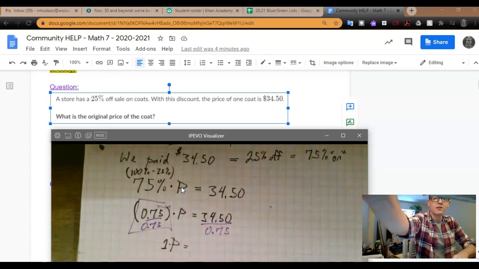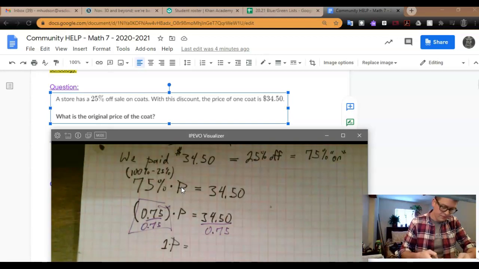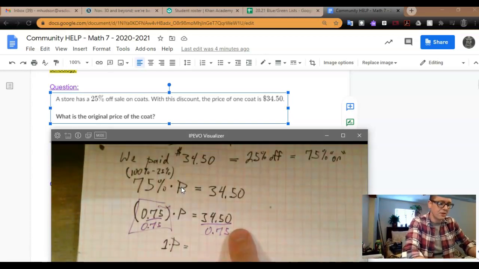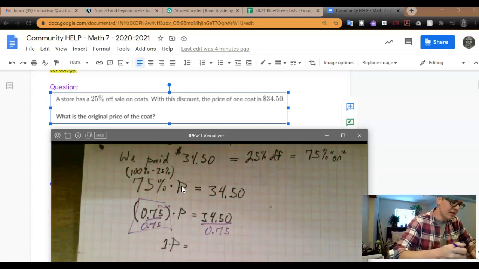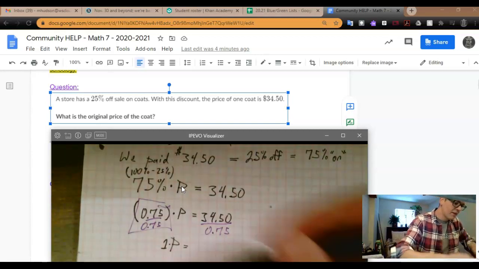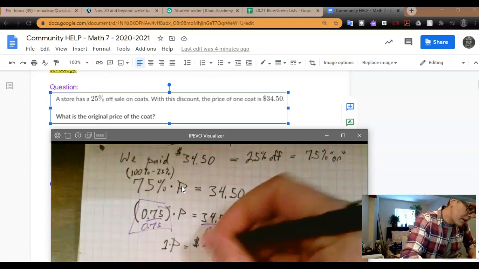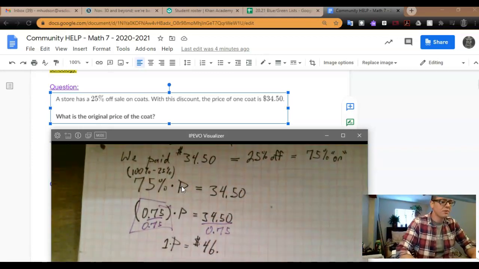Do I have a calculator close by? I do. 34.50 divided by 0.75. Now we know because we're dividing by a number less than 1, our value is going to go up, and we get 46 as our answer. So that means that the original price of the jacket was $46.